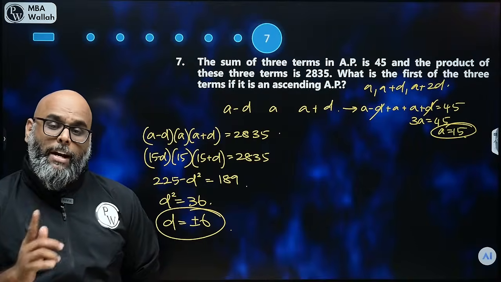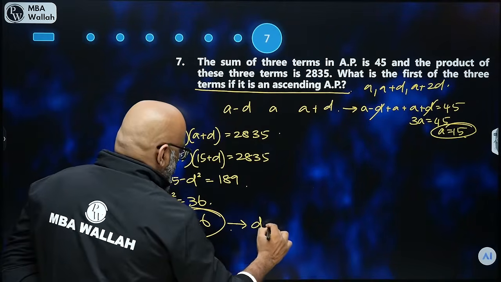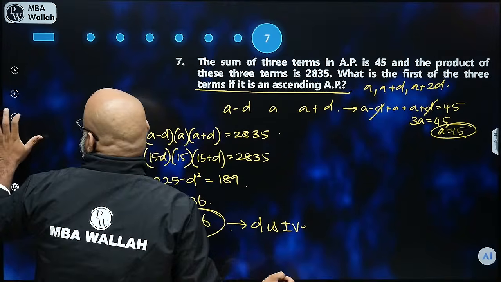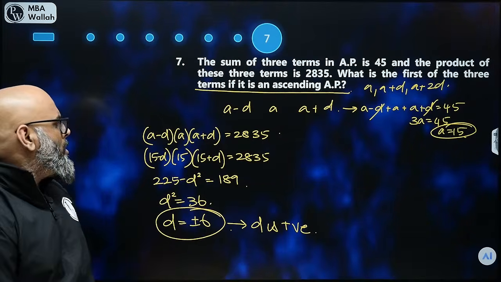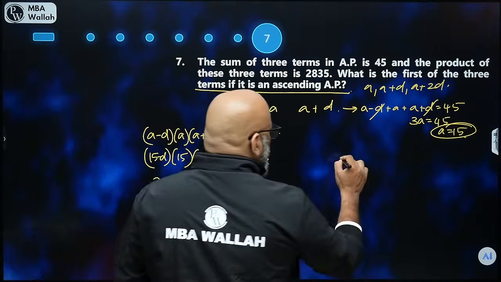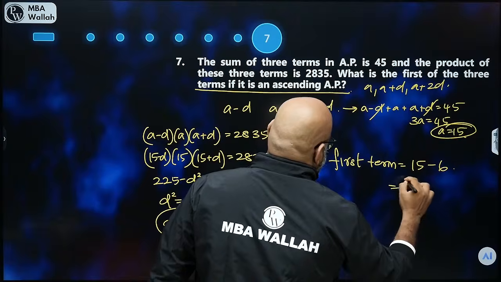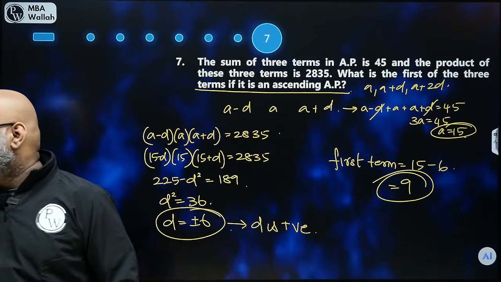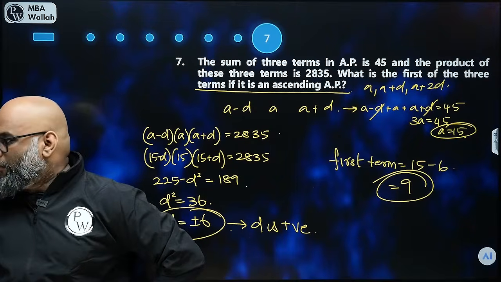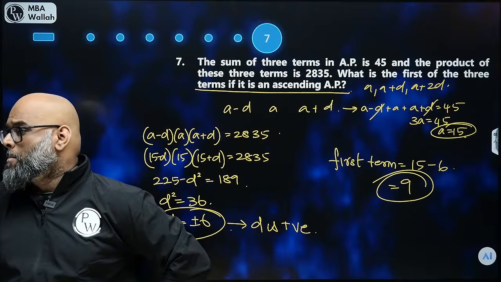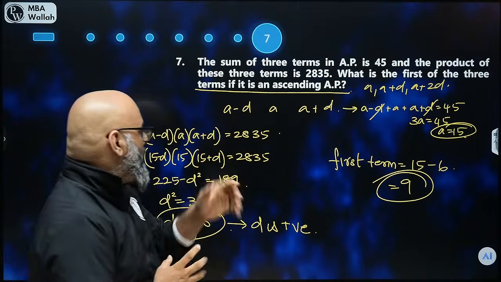D equal to 6 is possible, D equal to minus 6 is possible, but the question clearly says it is an ascending AP. So from here D is positive. Why? Because in an ascending AP, the common difference will always be positive. So what is the question? What is the first of the three terms? That's A minus D. So first term is equal to 15 minus 6. Clear? Any doubts? Any questions here, folks? So the first term of the AP here happens to be 9.